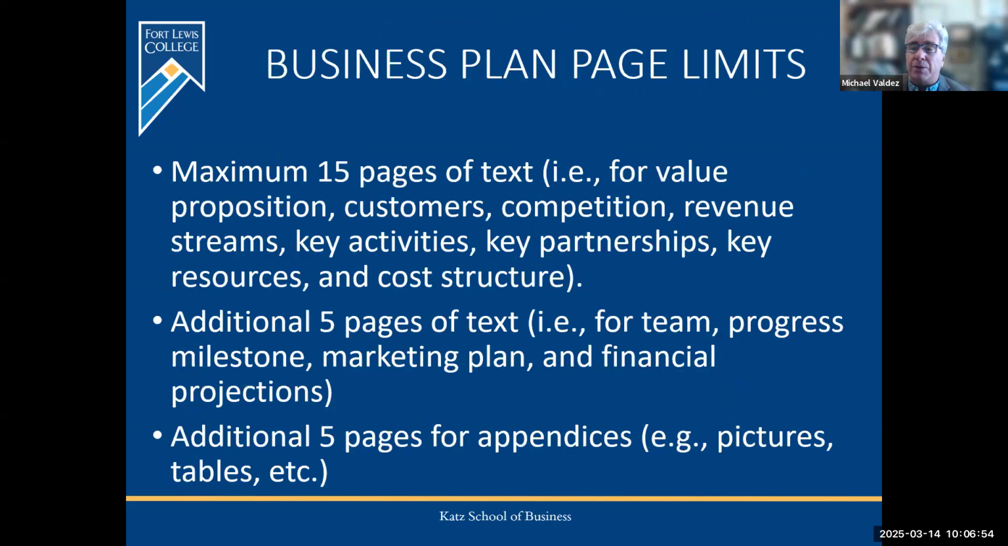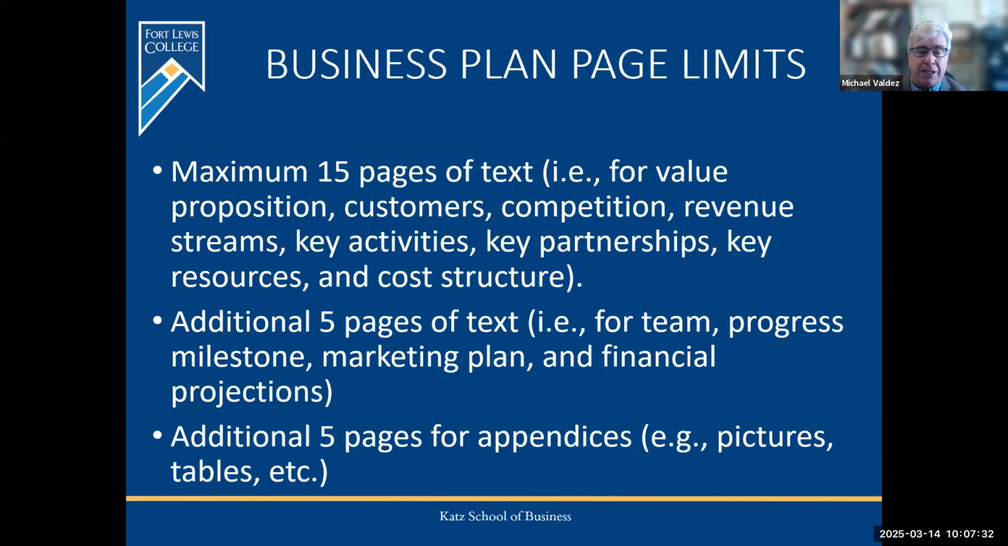As for the specific page requirements, like I said previously, cover page, table of contents, as well as the executive summary are not part of this page total. In general, for your business plan, you have 25 pages. 15 pages have been allocated to your value prop, customers, competition, revenue streams, key activities and partnerships, key resources, and cost structure. An additional 5 pages have been allotted for your team overview, milestones, your marketing plan, how you're going to enter the market, as well as any financial projections you'd like to share.